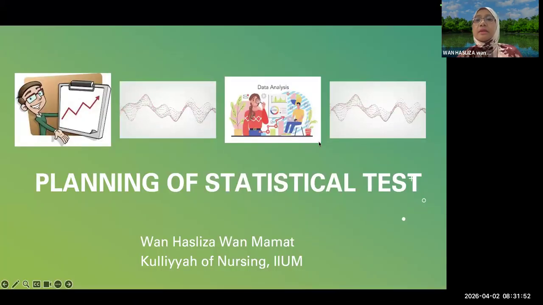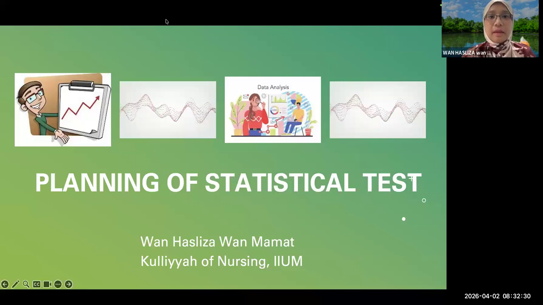So our topic today is planning of statistical tests. This lecture is suitable for students who are planning to do quantitative research, meaning that you have a questionnaire, or you want to do an experimental study. This lecture is suitable for you because it involves statistical tests. For those who want to explore, for example, do qualitative interviews, this is not really suitable, but I hope that this can give you some knowledge.